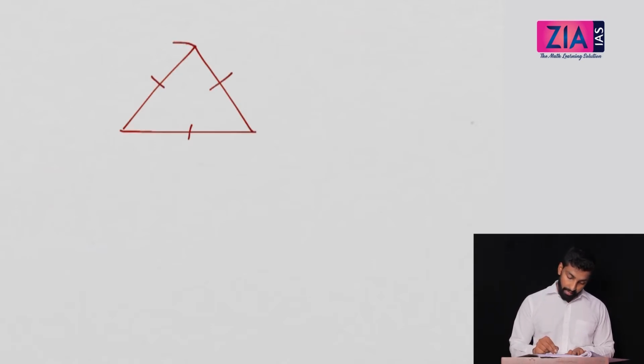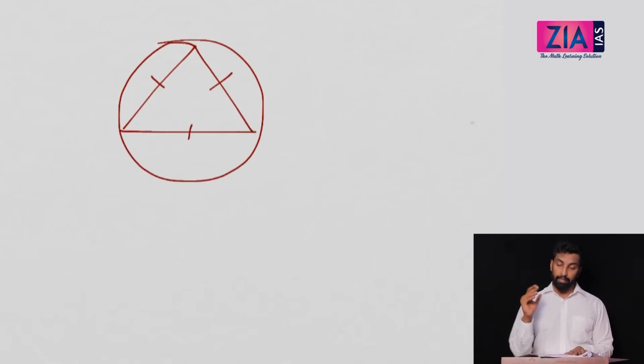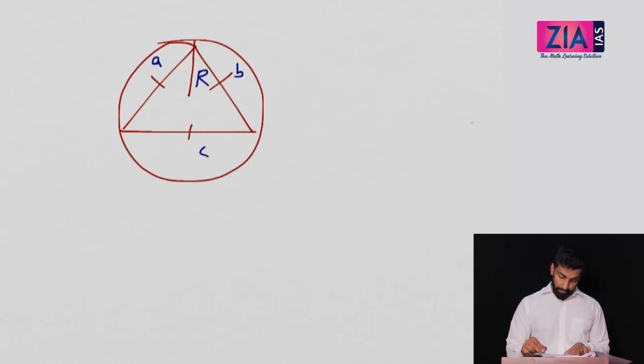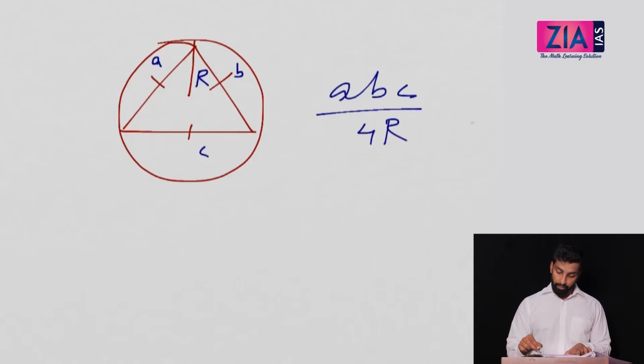Now, if you are given three sides A, B, C, and they also give you the circumradius, that means the triangle has a circumscribed circle, a circumcircle. So let's keep the circumradius as R and the sides as ABC. Here, since three sides are given, you can use root of S into S minus A into S minus B and so on. Otherwise, since R is given, you can use ABC divided by 4R, and you will get the area.